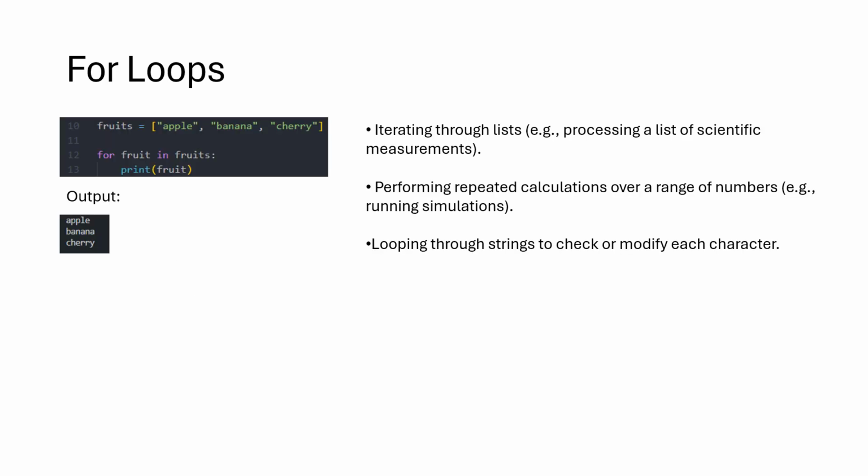In this code, we have a list called fruits that contains three elements: apple, banana, and cherry. The for loop is used to go through each item in the fruits list one by one. For each iteration, the current item is assigned to the variable fruit, and the print fruit statement outputs the item to the screen. So when this code runs, it prints each fruit on a new line, like apple, banana, and cherry. This is an example of using a for loop to iterate through a list and perform an action on each item in the sequence.